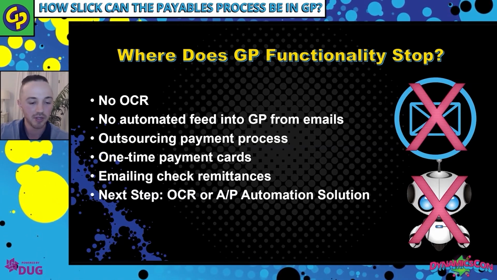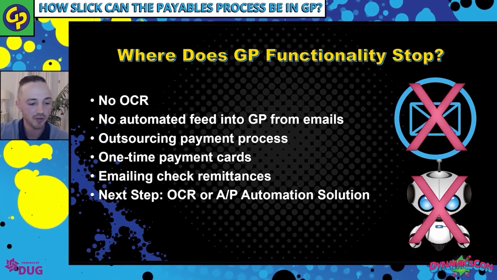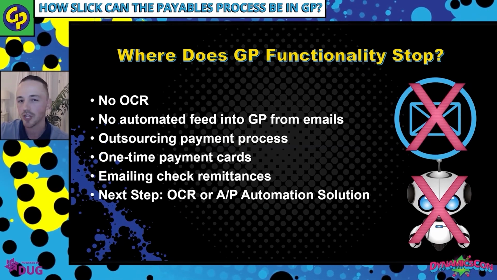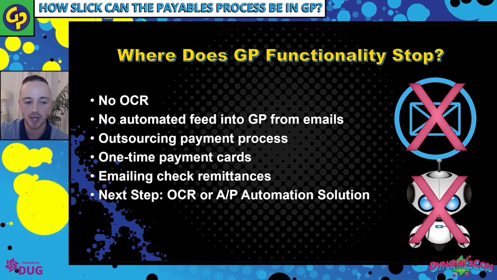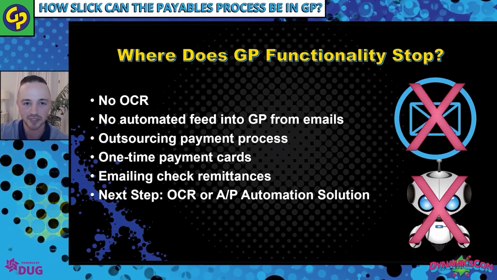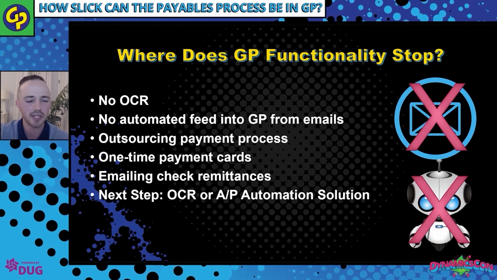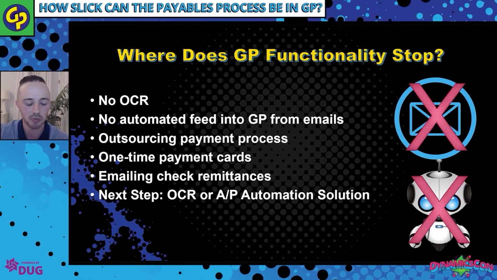It can certainly be set up though. Same thing with payment cards. There's none of that built directly into GP right now. You cannot email check remittances. I hope that I'm wrong, so if anyone knows I'm wrong there, please let me know. But you cannot email check remittances. To my knowledge, you can only email EFT remittances. It's a little confusing anyway, but some people like to do that.